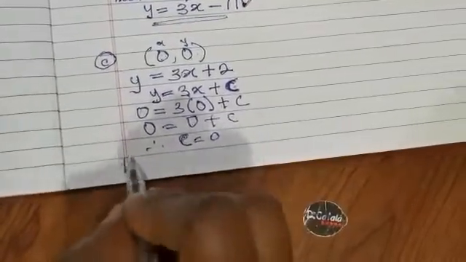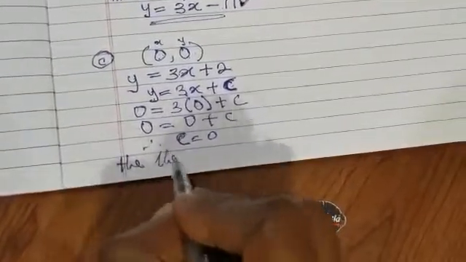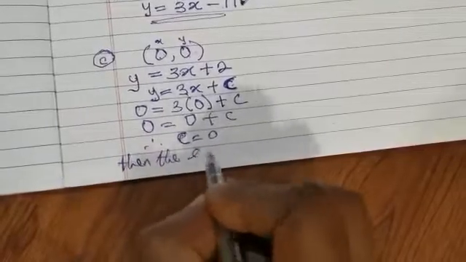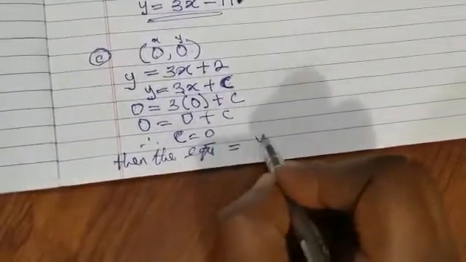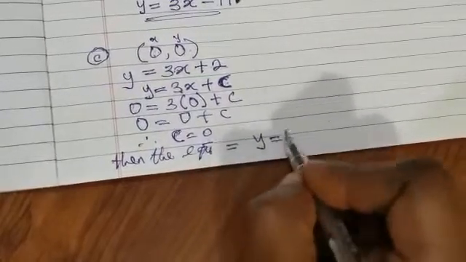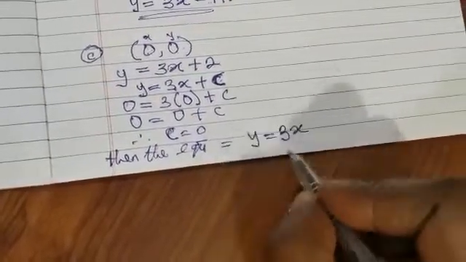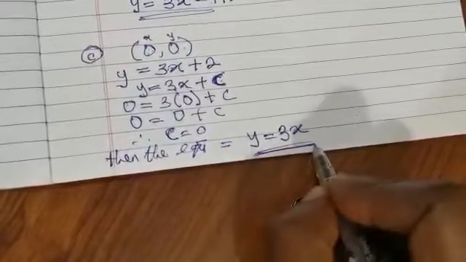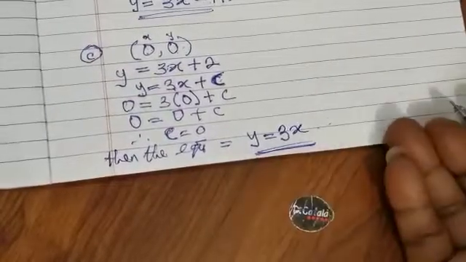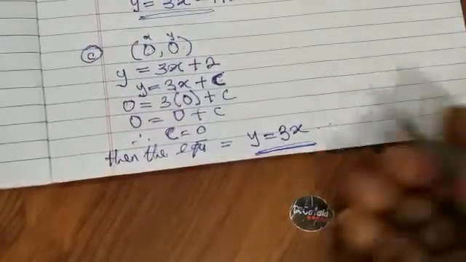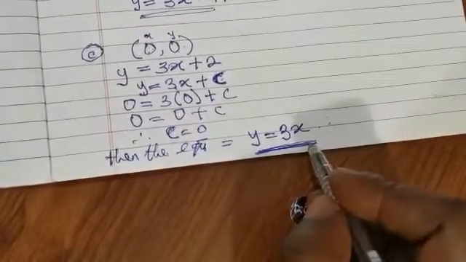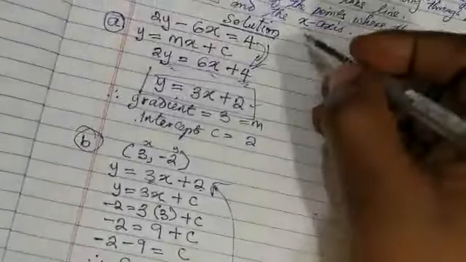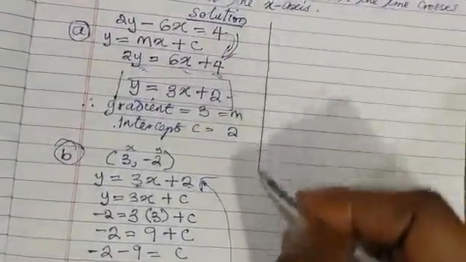Then the equation that passes through the origin will just be y equals 3x. Because my c is 0, there is no need to put the c. So this is just the equation that passes through the origin. Okay, now let me draw a straight line and solve the other ones here.